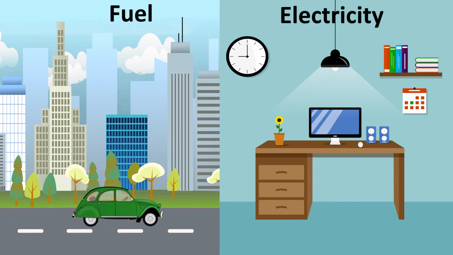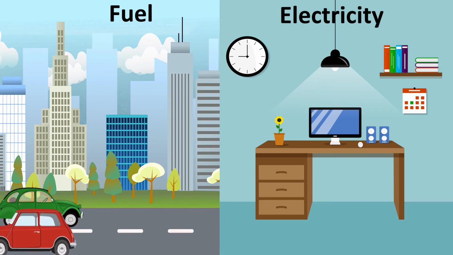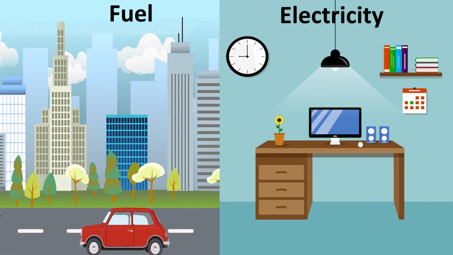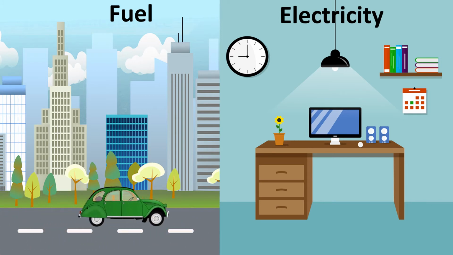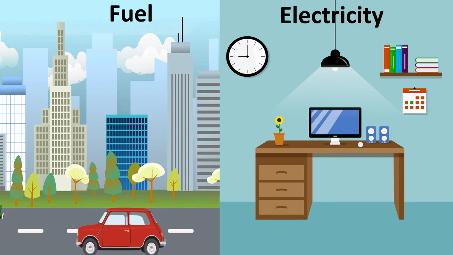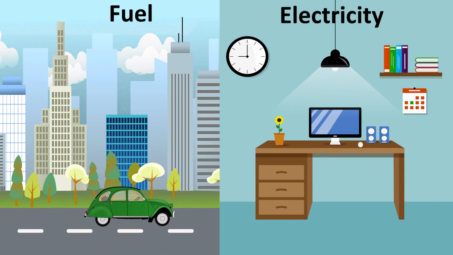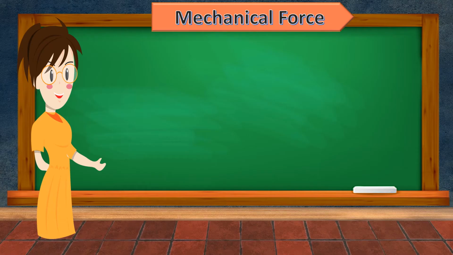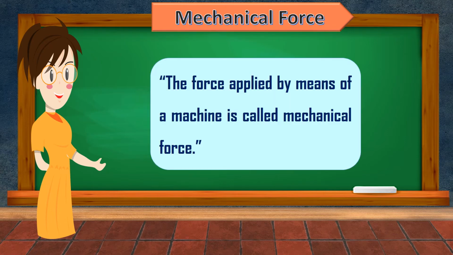Students, do you know? What do we call these machines? These machines are called automatic machines, because these all run on either fuel or electricity. So the mechanical force can be defined as, the force applied by means of a machine is called mechanical force.